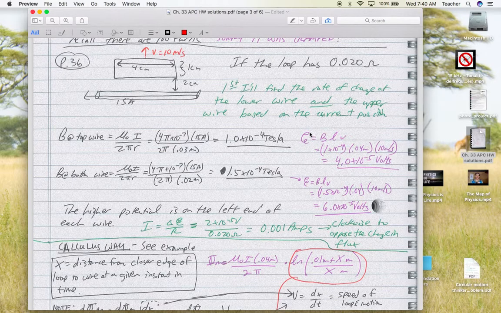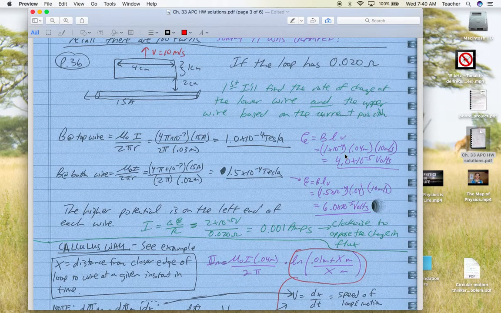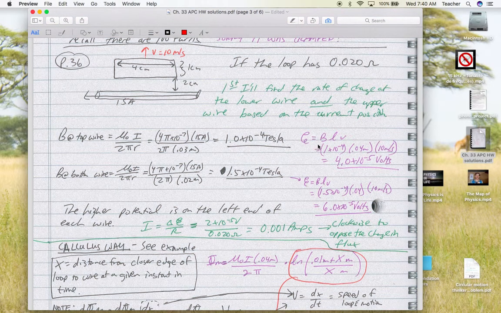So I can find out the EMF generated at this point by looking at this BLV. L is this length of wire, which is 4 centimeters. So 0.04 meters is moving away at 10 meters per second, and at this instant, it's at 1 times 10 to the negative 4th Tesla. So at that point, this would generate 4 times 10 to the negative 5th volts. This one being closer and having a stronger field would generate a higher voltage.